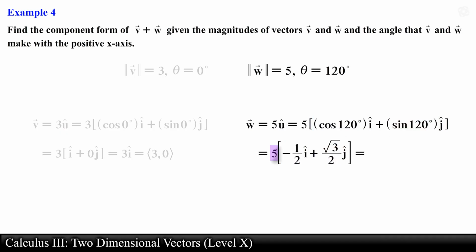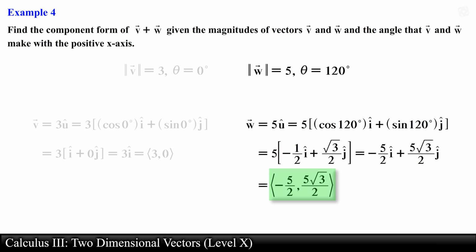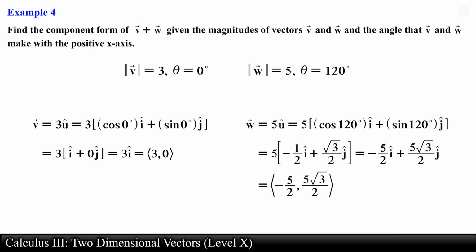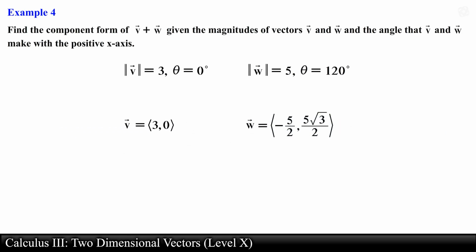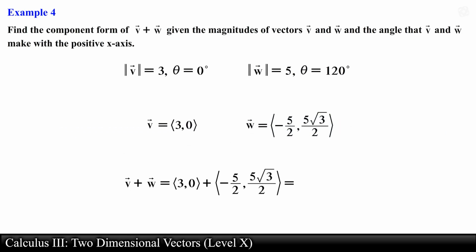Then, we go ahead and multiply each component by the magnitude of vector w as follows. In the end, we obtain negative 5 over 2 and 5 square root 3 over 2 for the components of vector w. Lastly, we simply add the vectors component-wise as follows, obtaining the resulting vector 1/2 and 5 square root 3 over 2.